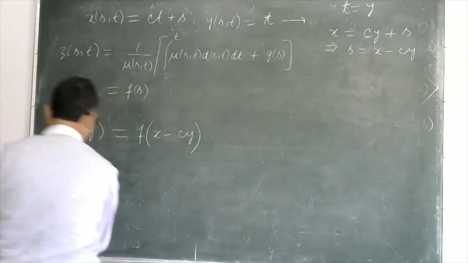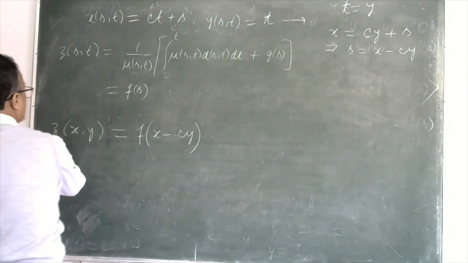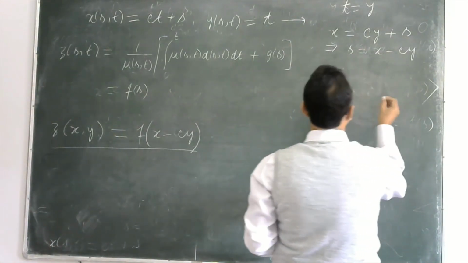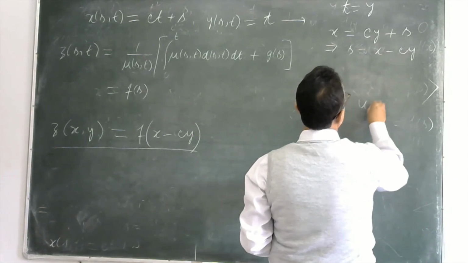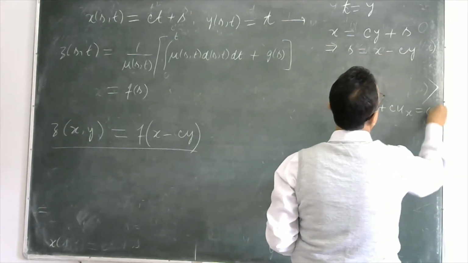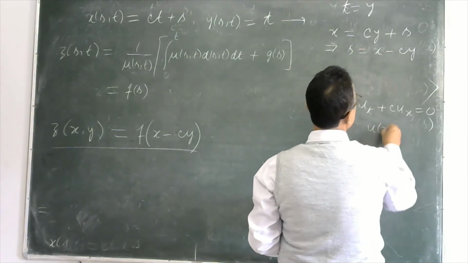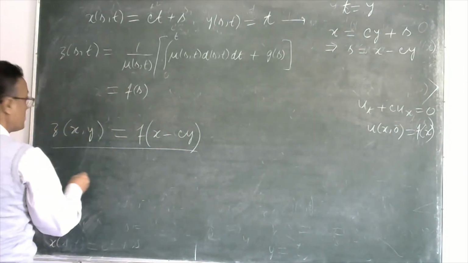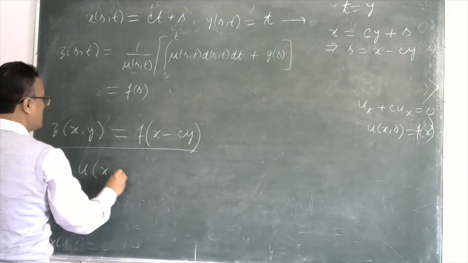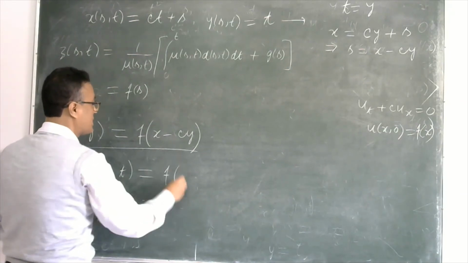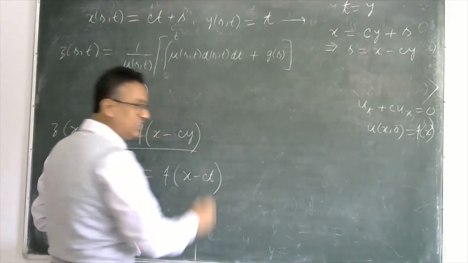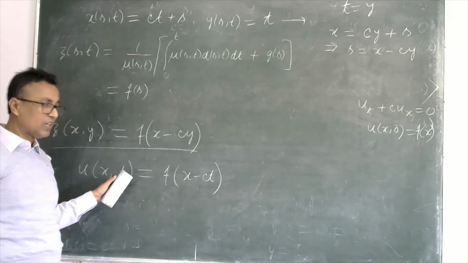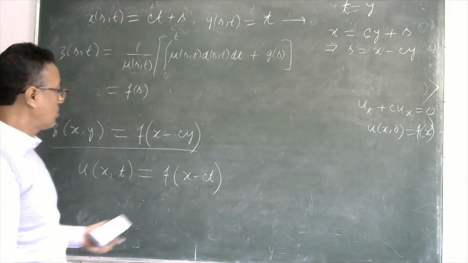Okay, let me tell you what it is. If you recall the original equation, it was given in terms of u_t plus c u_x equal to 0, and then u at (x, 0) was equal to f of x, right? So now if you write down the solution, u as a function of x and t, it will be simply f of x minus ct, isn't it? Now, t represents your time. So what does it tell you?